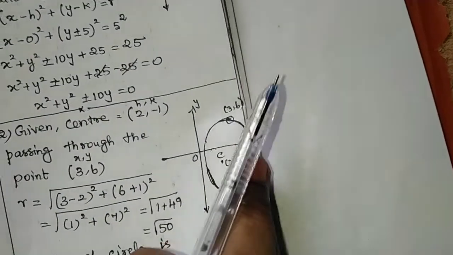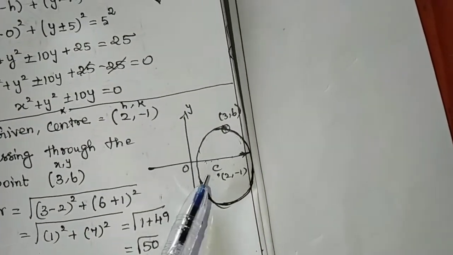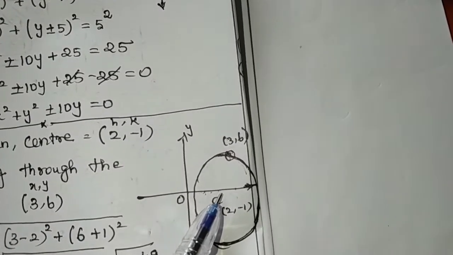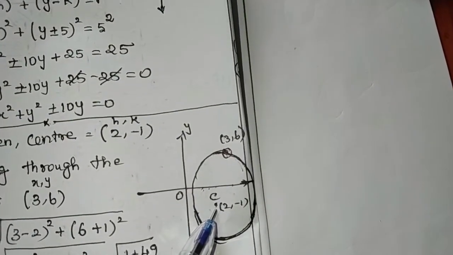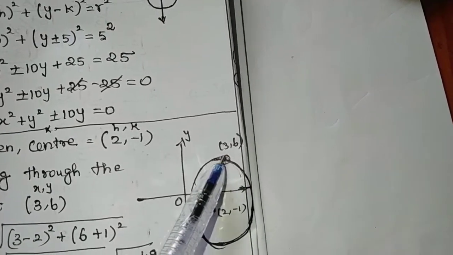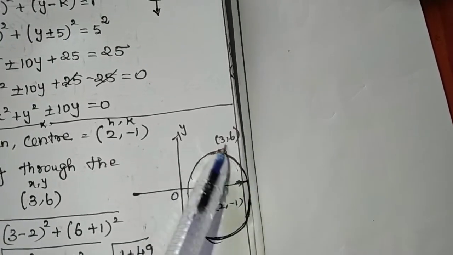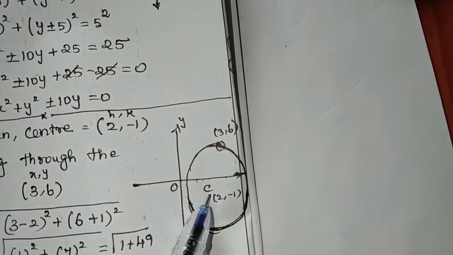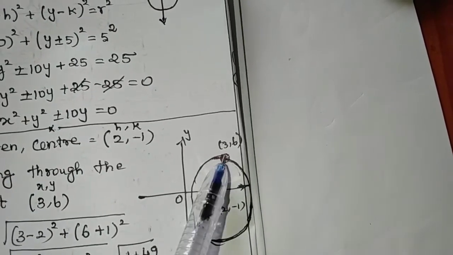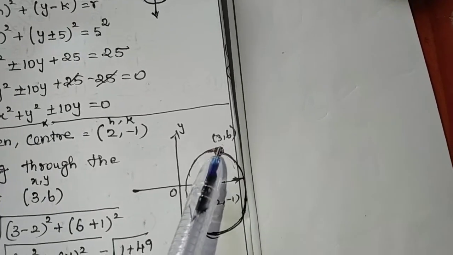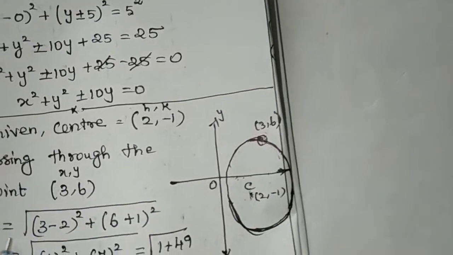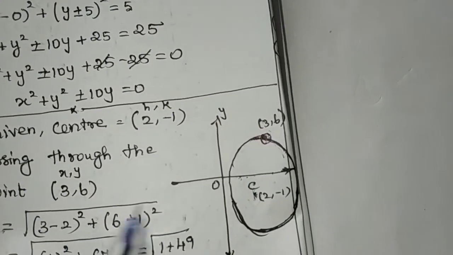See that one? Draw the circle, center (2, minus 1). Approximately draw the diagram, center (2, minus 1), and this one is the point (3, 6). Draw one circle. Now the distance between the center and the point is the radius. Distance between the point and the center is the radius. R equal to, find the distance formula.